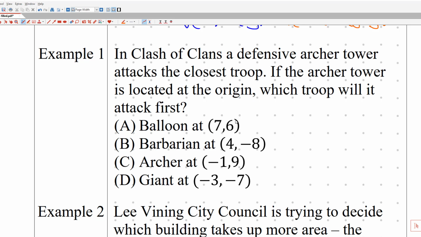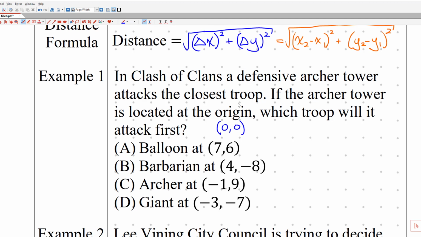So this is kind of a nice problem because the archer tower is at the origin, and the origin is at 0, 0. So you can think of our x1 and y1 as 0 and 0. So this value and this value are both 0, so it makes the problem really easy. Essentially, 7 is my change in x, 6 is my change in y, so I don't have to do anything sophisticated. I'm really just plugging into my blue equation here. So when I do that, I have 7 squared plus 6 squared, and I take the square root of that.